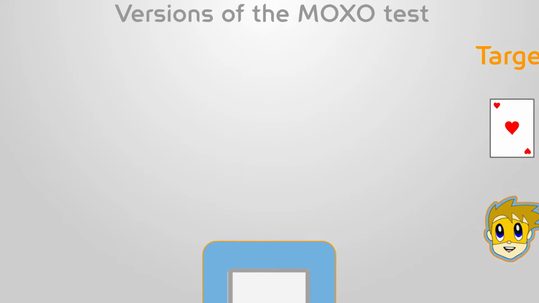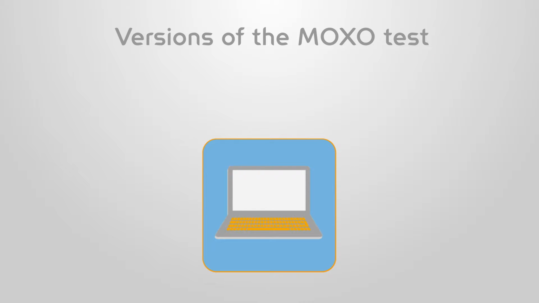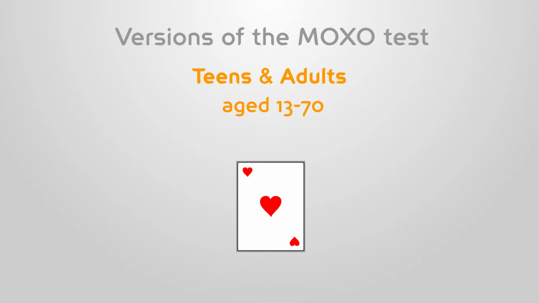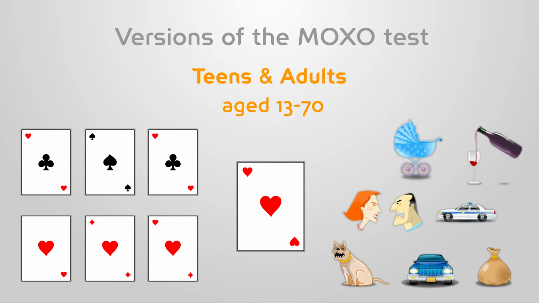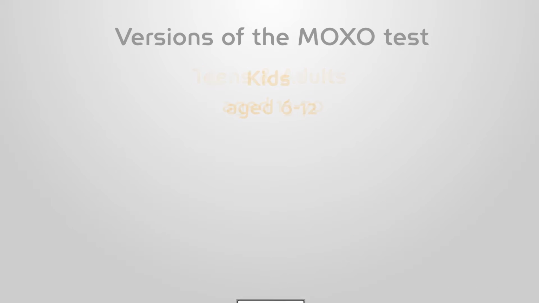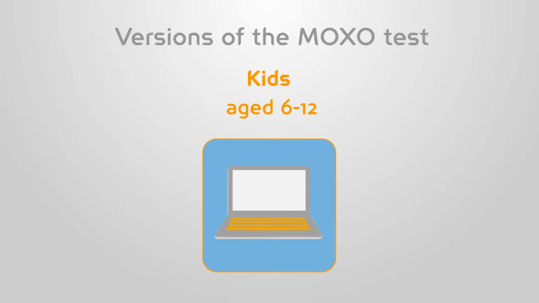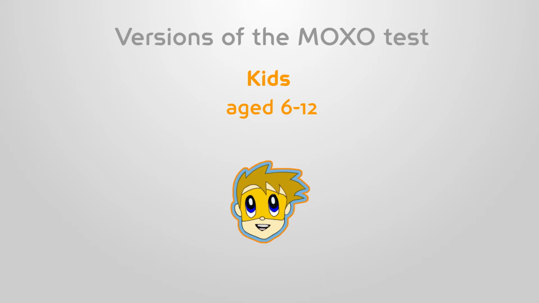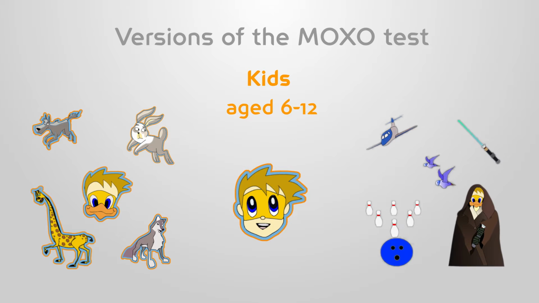There are two different versions of the test. The teens and adult version is designed for patients aged 13 through 70 and runs for about 18 minutes. This version incorporates stimuli that are particularly suited for teenagers and adults as the target, non-target, and distractor elements. The kids version is designed for children aged 6 to 12 and runs for about 14 minutes. This version incorporates child-appropriate stimuli as the target, non-target, and distractor elements.